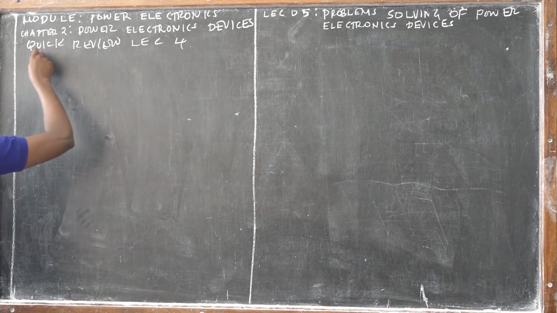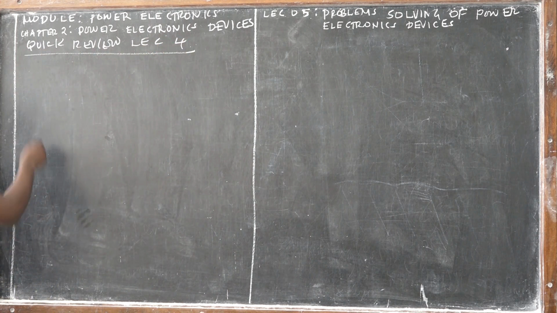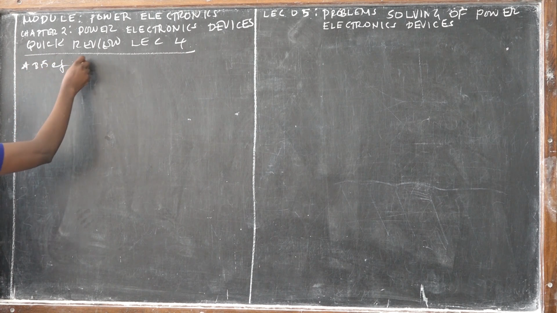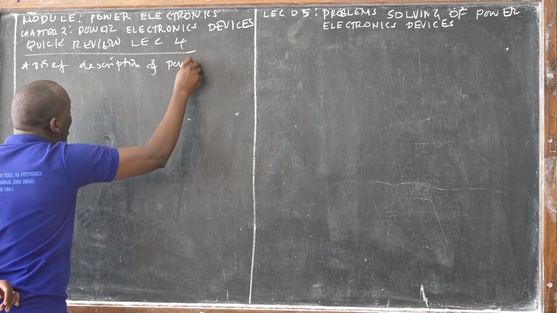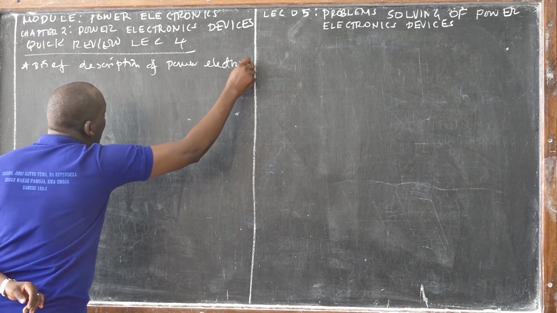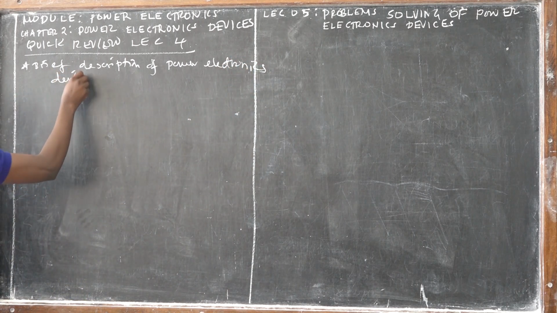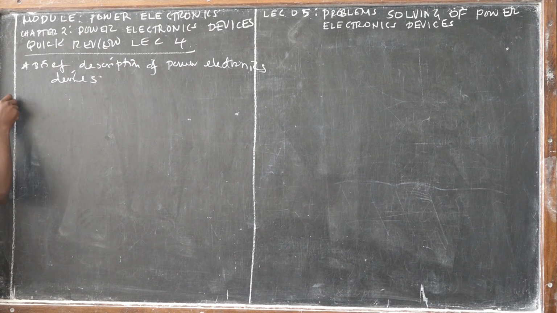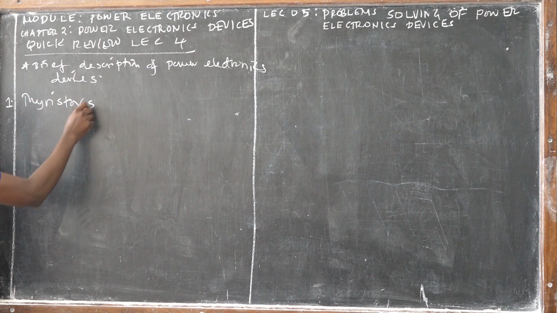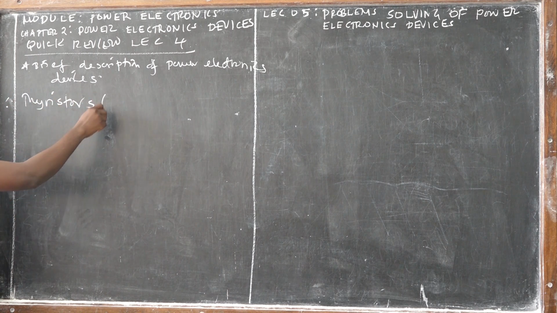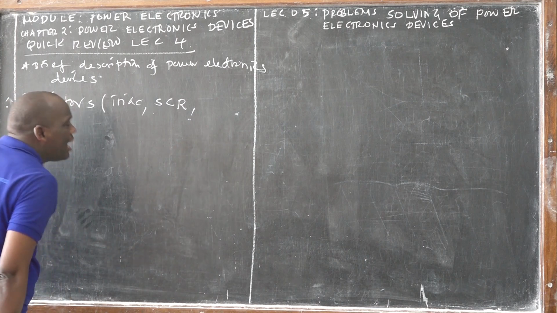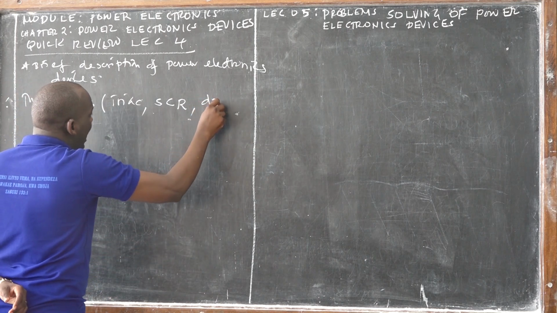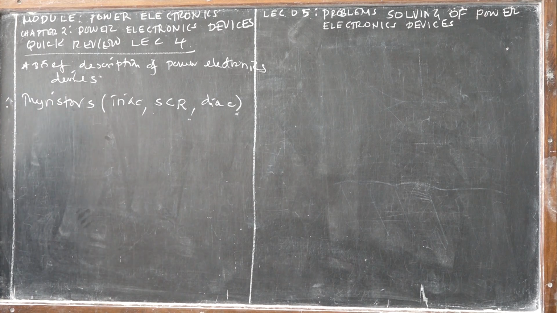In lecture 4 I taught you brief descriptions of some of the power electronics devices. In that lecture, we focused on thyristors. We said that in thyristors we have examples such as the triac, the silicon controlled rectifier, and also the diac. The diac is another example of thyristor devices.